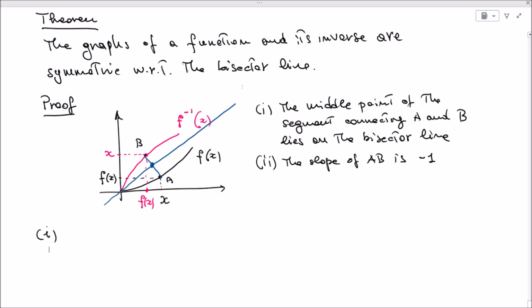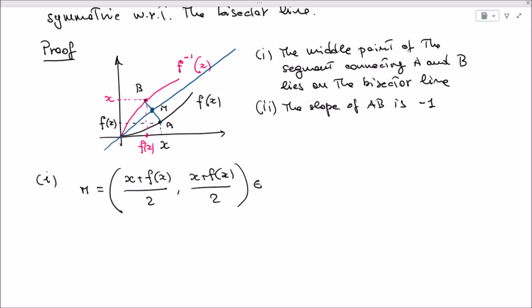So the first one is that we need to find the middle point. Let me call this middle point M. If we look at the coordinates of M, clearly the x coordinate of M will be right in the middle between x and f of x, so x plus f of x divided by 2. And the y coordinate is again x plus f of x divided by 2. Clearly, having the x and y coordinates equal to one another means that this belongs to the bisector. Good, so first condition met.